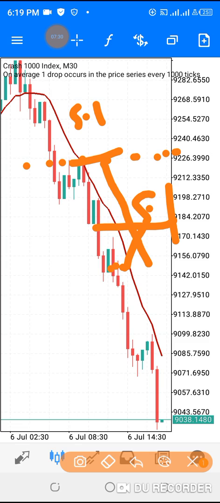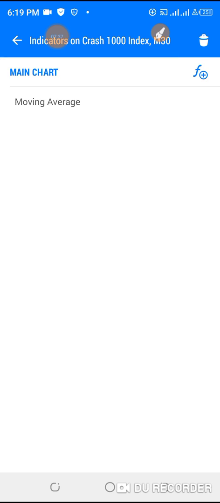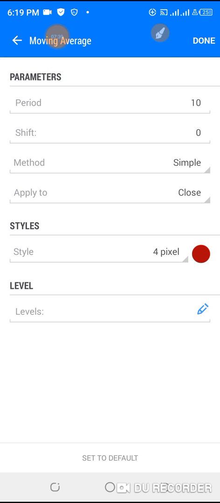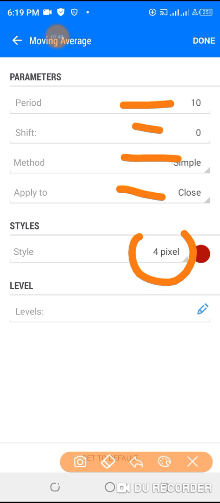Yes. So this is the strategy I'm using. You add a moving average. Let me show you on the main chart. So this is the moving average. When you come, you leave the period at 10. The shift is zero. Method is simple. You apply to close. The style is 4 pixel. You take notice of that. The color, you choose the color of your choice. I didn't pick any levels here. So that is the moving average, how you add it to your main chart. That is what we will use to do the trading.